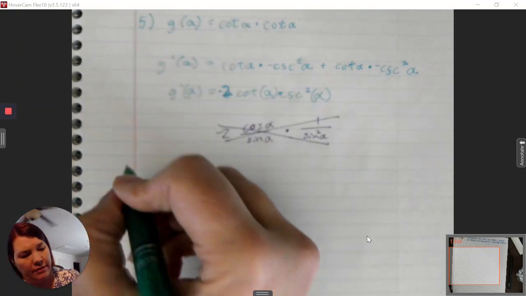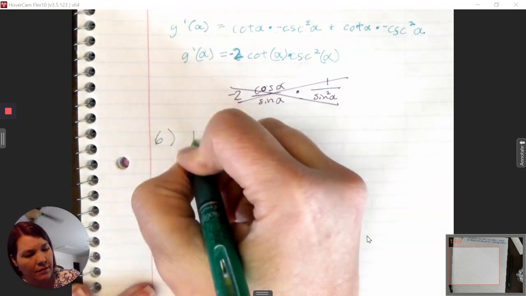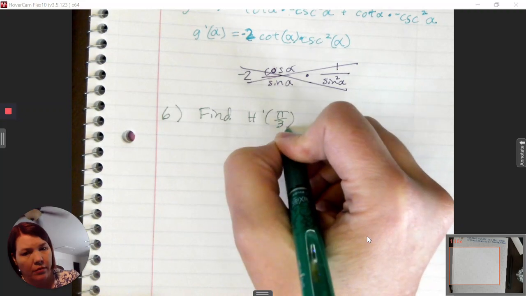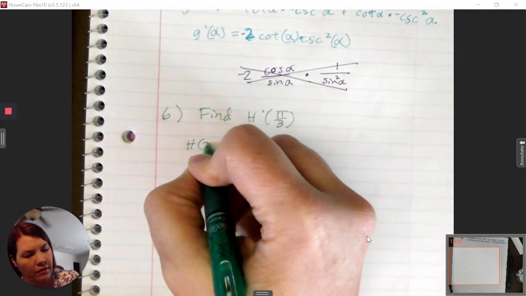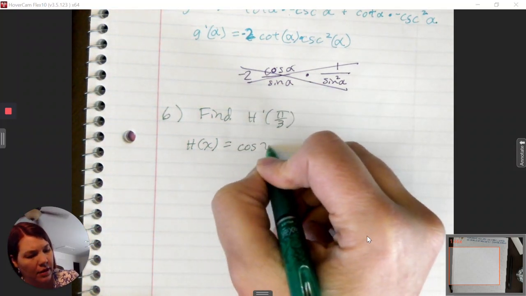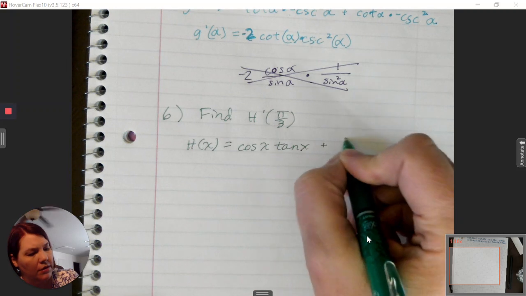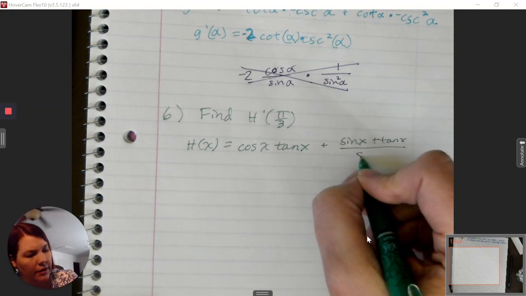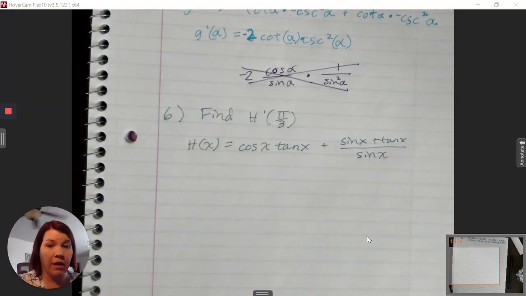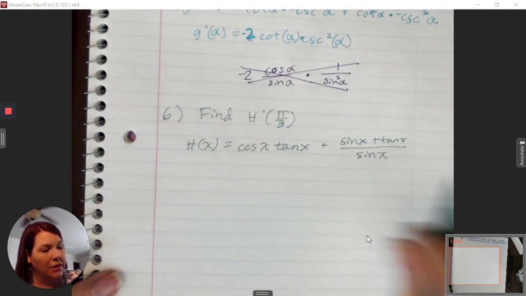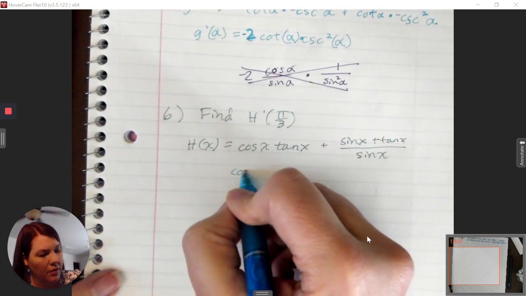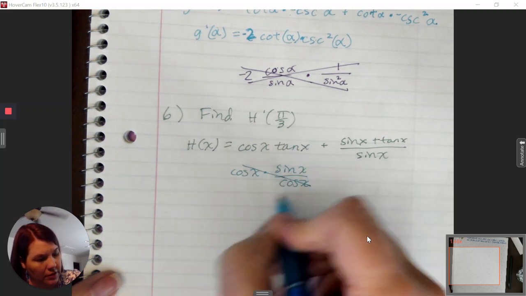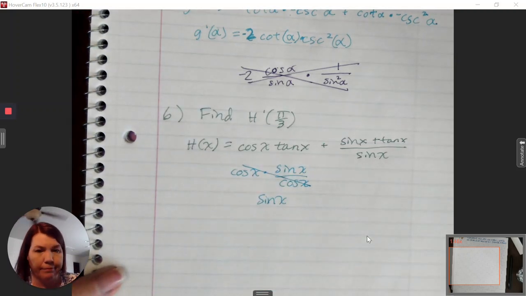Alright, number 6. Find h prime of pi thirds when h of x is cosine x times tangent x plus sine x plus tangent x all over sine x. So I could keep this in a hard place, or I can make this easy. I'm going to make this easy. Cosine times tangent. Tangent is sine over cosine. Cosines cancel out, and I'm left with sine.